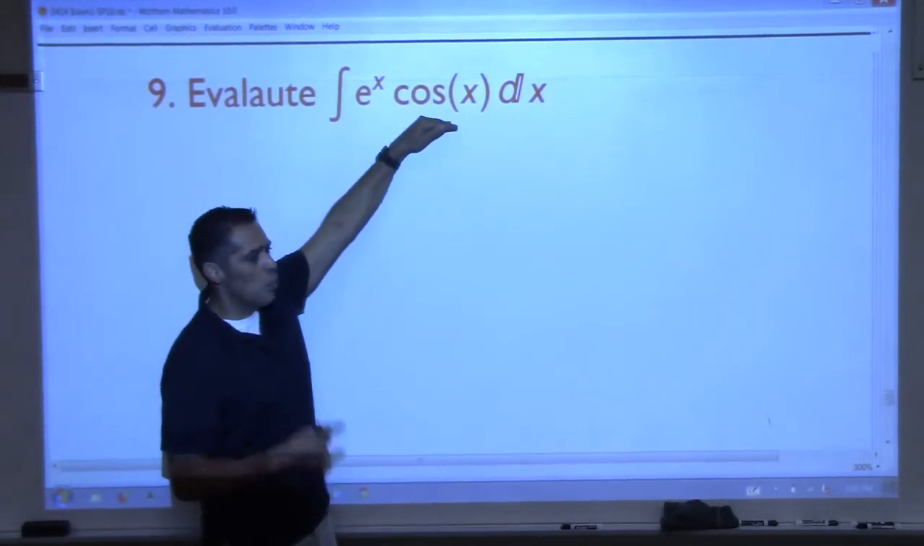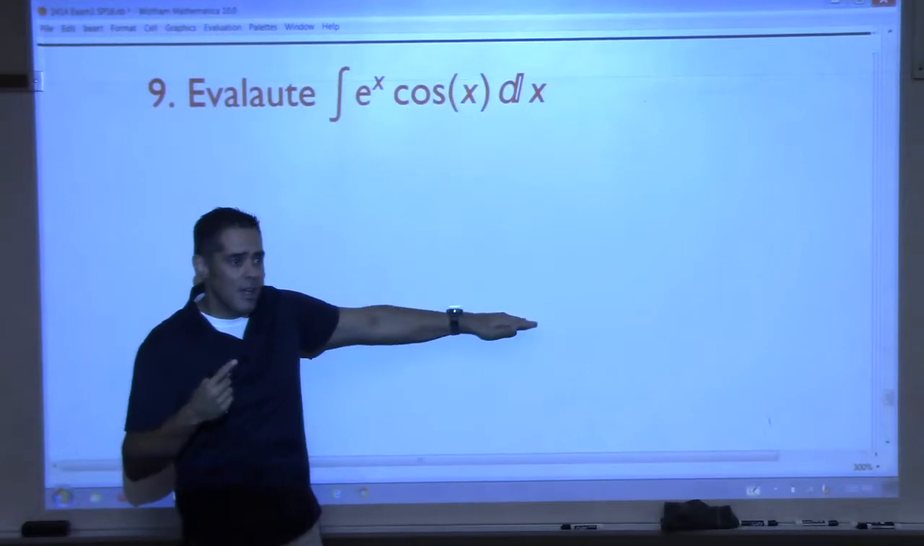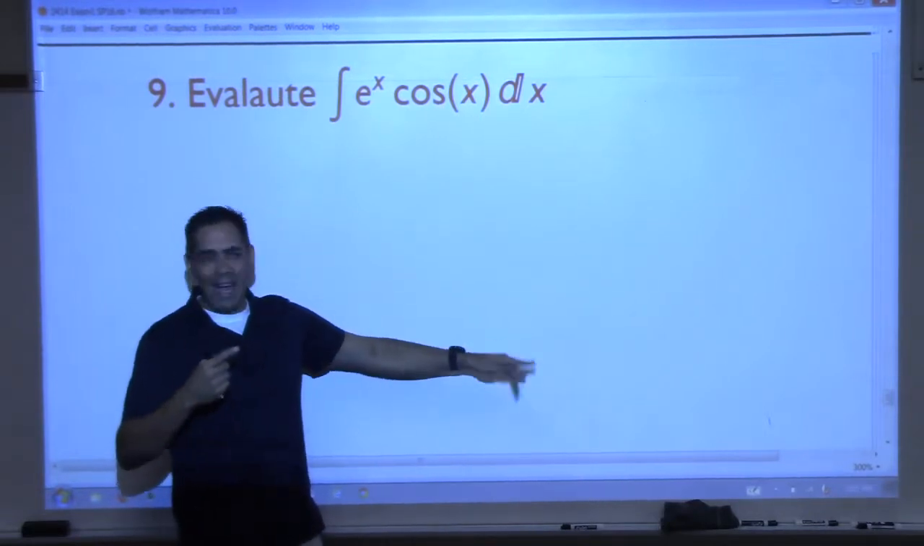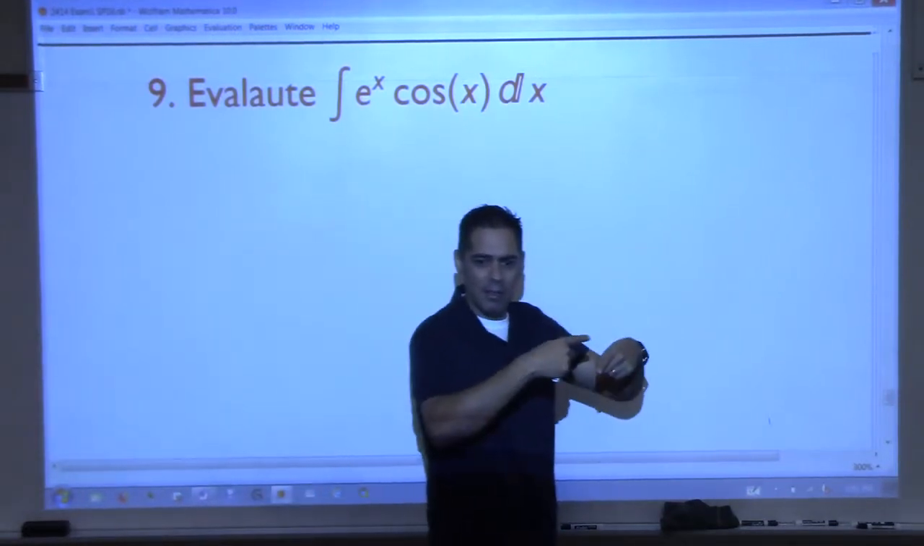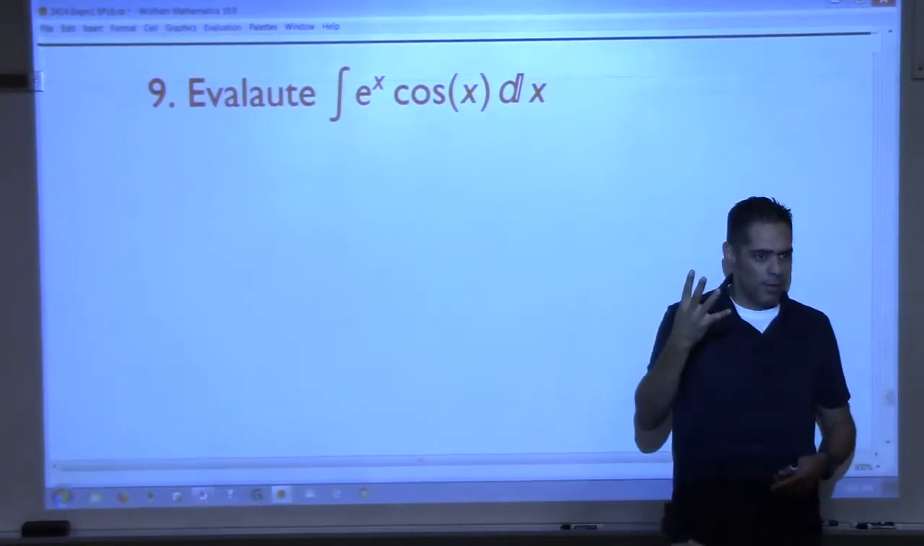If you differentiate this once, you get negative sine. Second time, you get negative cosine. Third time, you get sine. And then one more derivative, you're back to cosine. See what I mean by cyclic? As you take derivatives, it just keeps on flip-flopping between four different things.